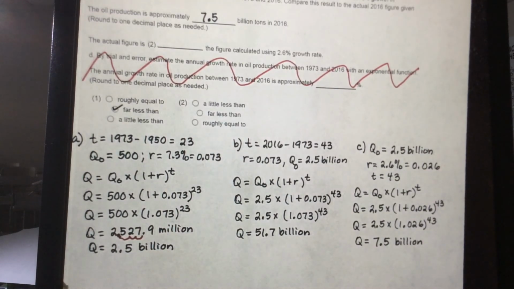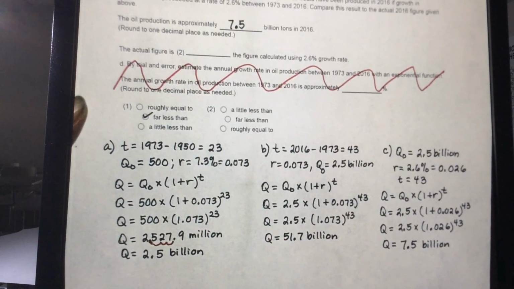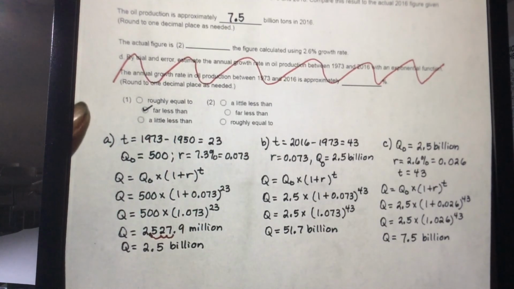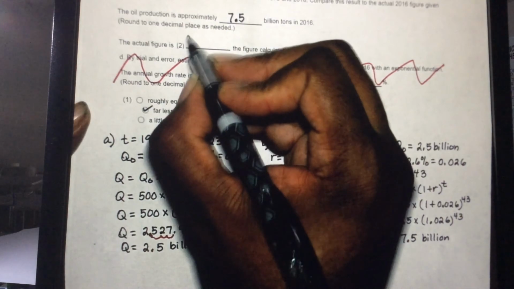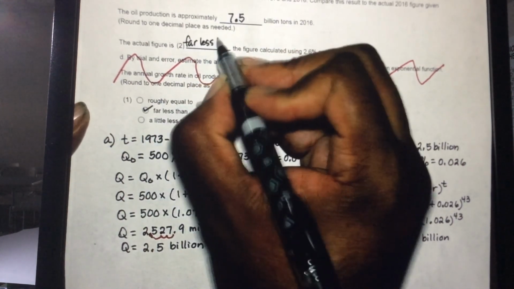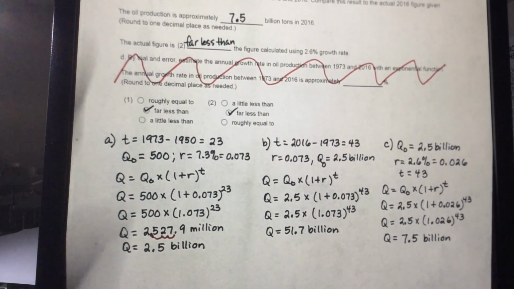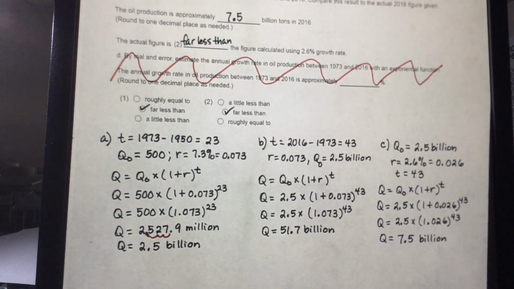Now we can compare that to the 4.1 billion back in the year 2016. If you were to compare that based on that formula, that actual figure will be, again, far less than. Compare the actual figure of 4.1 billion to this 7.5 from that formula, you'll see that it's far less than the figure calculated using the 2.6% growth rate.